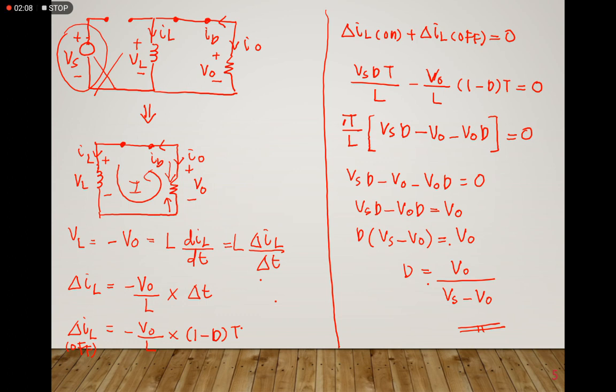D will be equal to V naught over Vs minus V naught. Since, as I mentioned earlier, for the buck boost converter the output voltage can be a negative value, we put this epsilon over here in order to omit the negative sign. Regardless of the sign, either positive or negative, in order to find the equation for duty cycle, we need to omit the sign.